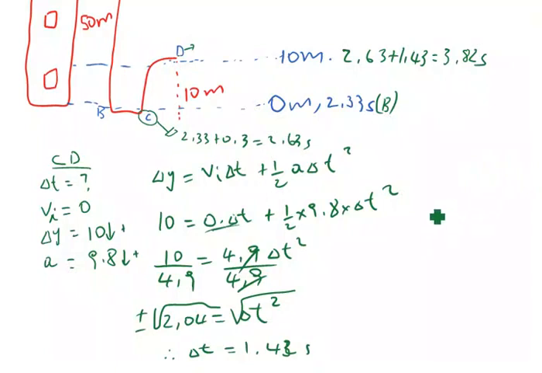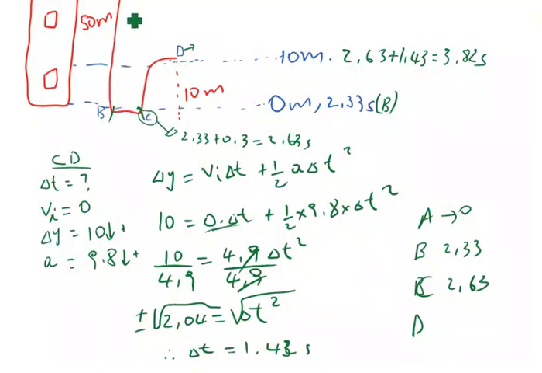Remember, we have point A, point B, point C, point D. The time here is 0. The time here is 2,33. The time at C is 2,63. That is 2,33 plus 0,3, because from here to here is 0,3. So we add that 0,3.